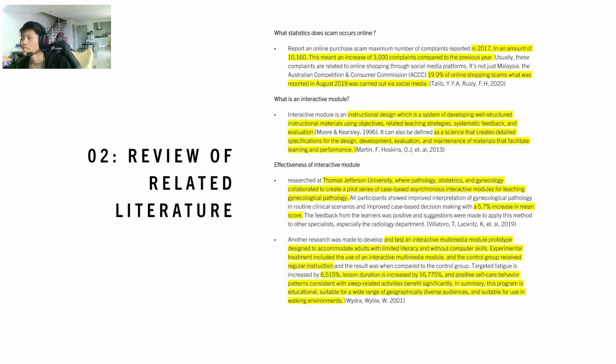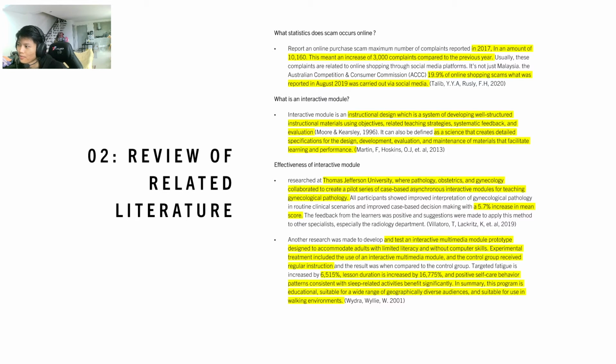Next, what are the statistics on how scams occur online? Reports of online purchase scams reached a maximum number of complaints in 2017, at 10,160. This meant an increase of 3,000 complaints compared to the previous year, 2016. Usually these complaints are related to online shopping through social media platforms. It's not just Malaysia. The Australian Competition and Consumer Commission reported that 19.9% of online shopping scams in August 2019 were carried out via social media. Those are just some statistics of scams that I can show.